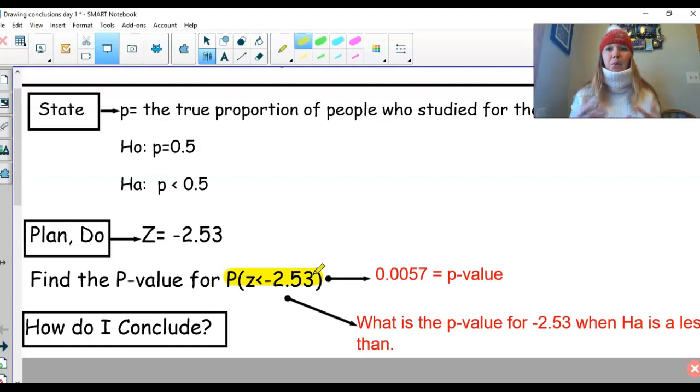All right, now what do we do with it? Now that we've gone through the state, talked through the plan, and done some of the do, how do I actually conclude? Bear with me, stay patient. It's not that difficult, but I don't want you to get overwhelmed by the words here.